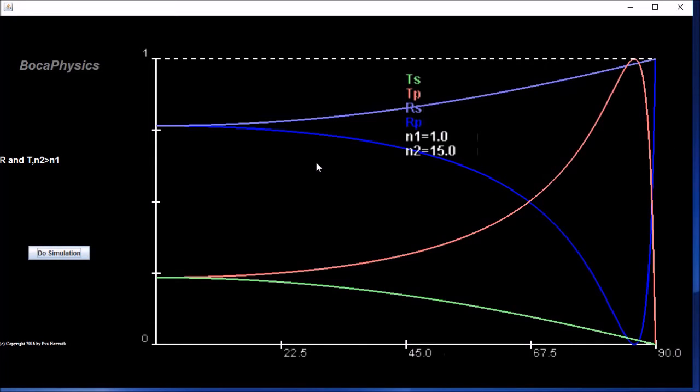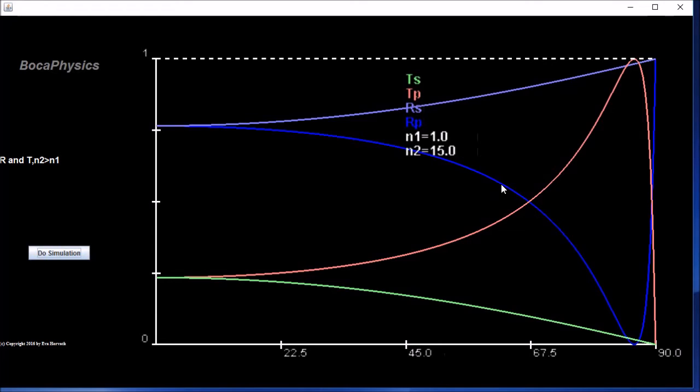The indices of refraction for the two media are 1 and 1.5, respectively. Light green and light blue represent, respectively, the transmittance and reflectance for the perpendicular polarized wave. Notice that they are mirror images of each other and that the transmittance goes to 0 at grazing incidence, while the reflectance goes to 1. Pink and dark blue represent, respectively, the transmittance and reflectance for the parallel polarized wave. Again, note that they are mirror images of each other.